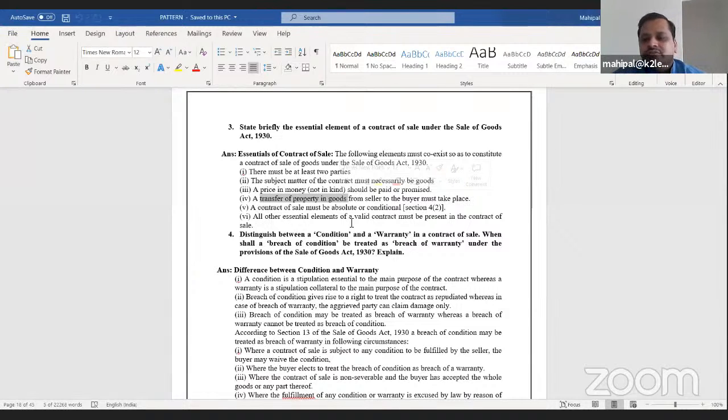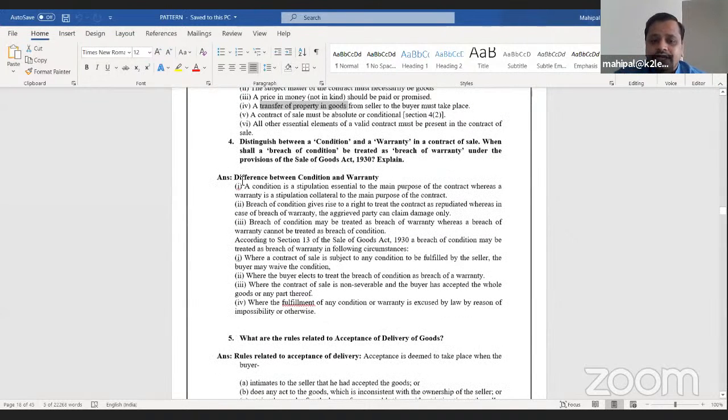In the case-based question, will it be good to present by writing issue, facts, and conclusion? Answer is yes, you can do that. Difference between condition and warranty: I would not prefer this method of writing. It should be tabular format.